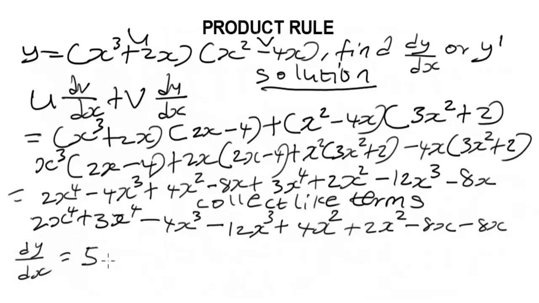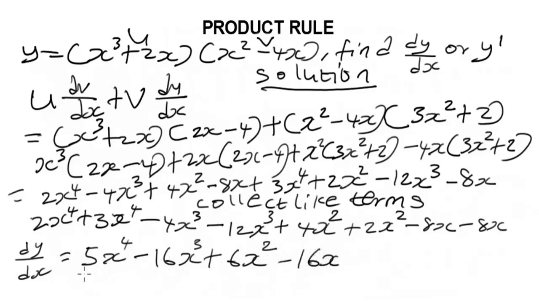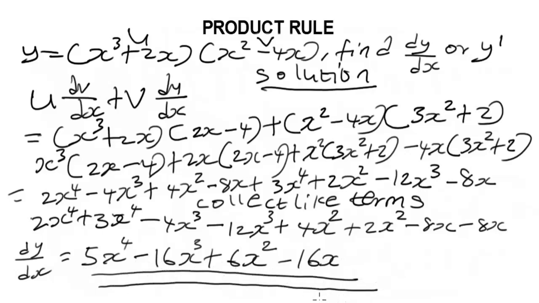So we have it to be 5x raised to the power 4, minus 4x cubed minus 12x cubed, we're going to have minus 16x cubed, plus 4x squared plus 2x squared, we're going to have 6x squared, minus 8x minus 8x, we're going to have minus 16x. So that would be our final answer for this derivative. It's as simple as that, guys.